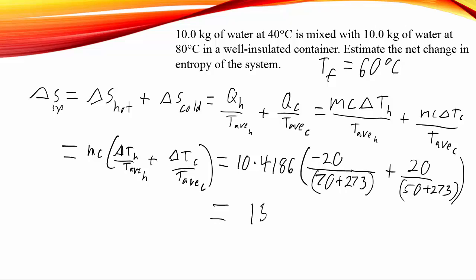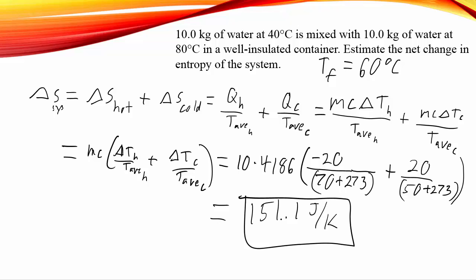Works out to be 151.1 joules per Kelvin. And if you ever get a negative here, that means you screwed something up if you're finding the change in entropy of the system. If you're solving for the change in entropy of one part, you could get a negative sign there, but overall always going to be positive. There's the second law at work.